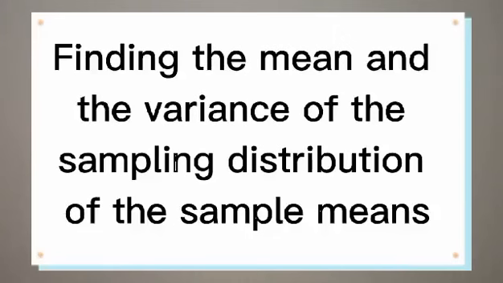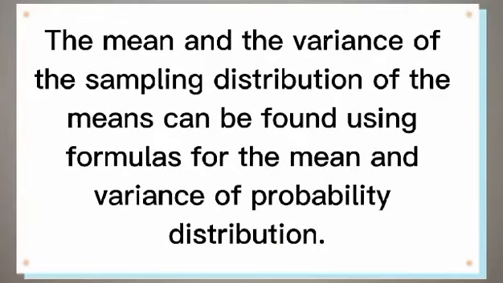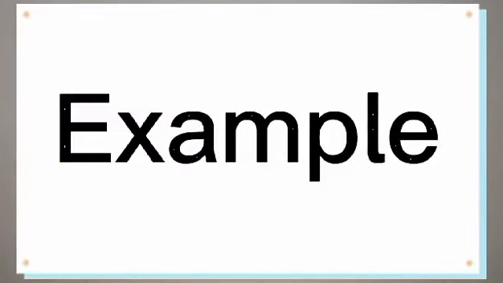So for now, we're going to discuss finding the mean and the variance of the sampling distribution of the sample means. The mean and the variance of the sampling distribution of the means can be found by using formulas for the mean and the variance of probability distribution. Okay, let us have some examples.